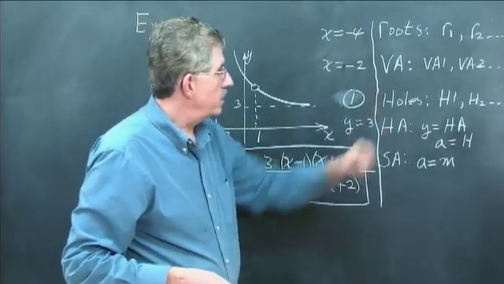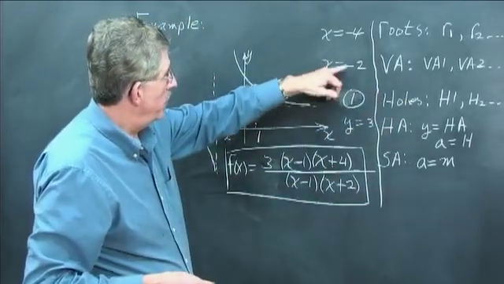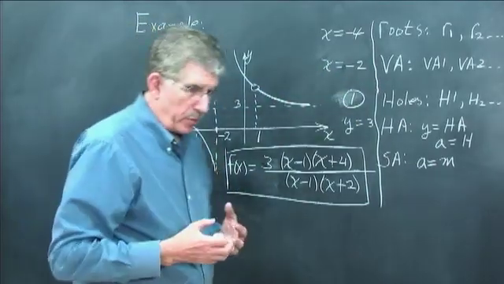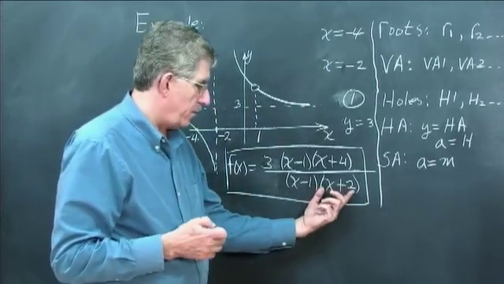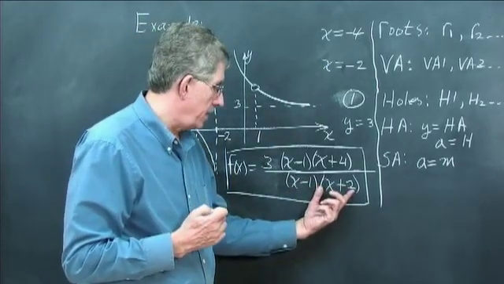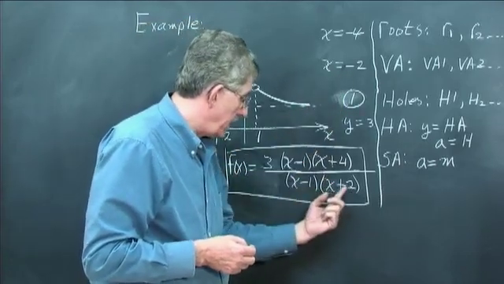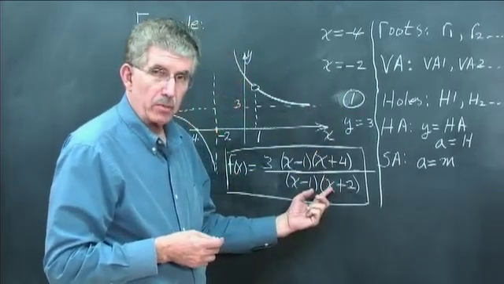Vertical asymptotes, you see we have a vertical asymptote here at -2. If you remember from the previous lessons, that came from the roots of the denominator. And so it's x minus a -2, and that puts the x plus 2 on the bottom.